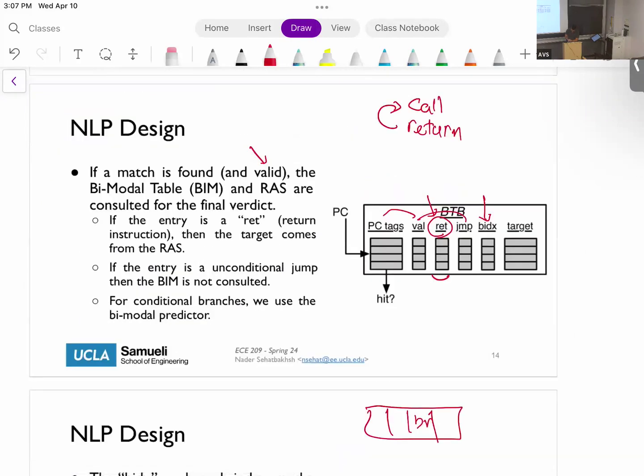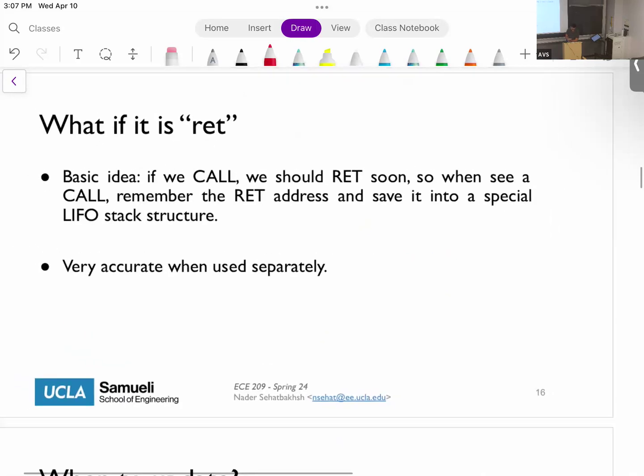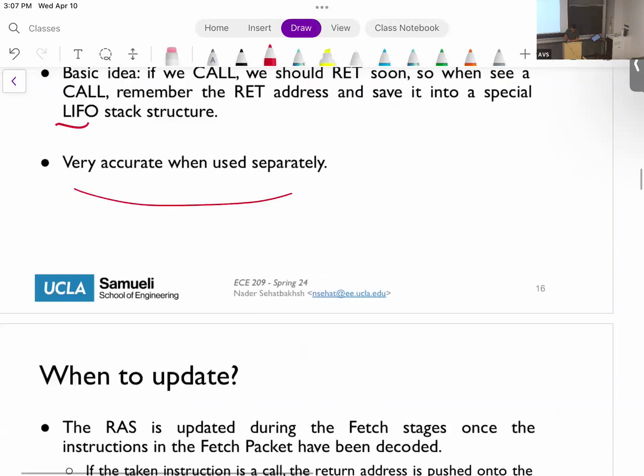Sorry, before jumping into the bimodal, let me quickly talk about the return. As I said, the idea of the return address stack, or RAS, is that if we call, we should return. So whenever we see a call, we save the address. We can have a last-in-first-out kind of structure, where we push it onto the stack and pop it from the stack. The good thing about this is that it's very accurate, because calls and returns always happen in tandem with each other.